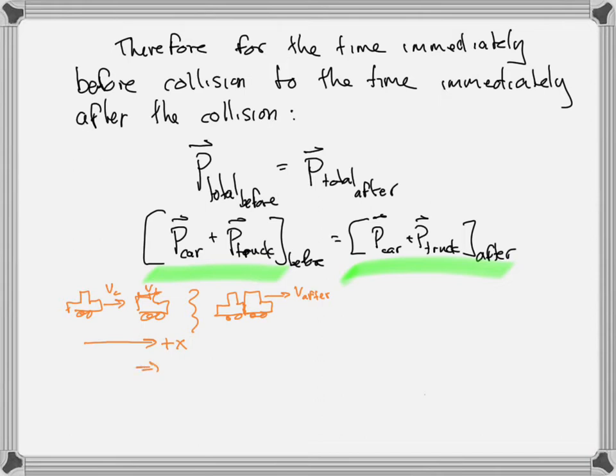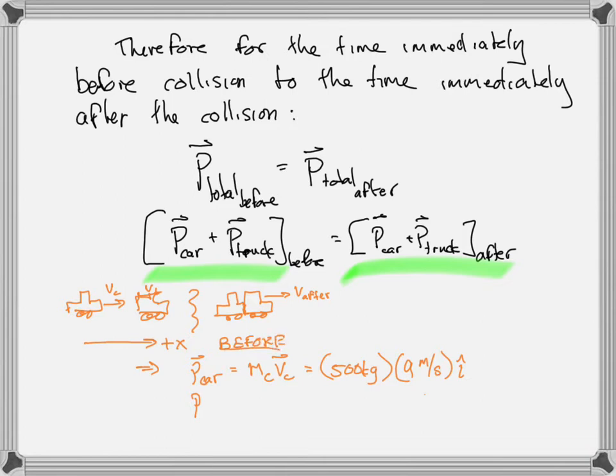So therefore, we can write that the momentum of the car is equal to the mass of the car times the velocity of the car, which is equal to 500 kilograms times the velocity of the car. Velocity, not speed. The velocity of the car is 9 meters per second in the x direction. That's the momentum of the car before the collision.